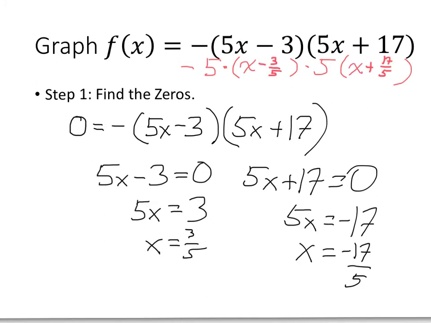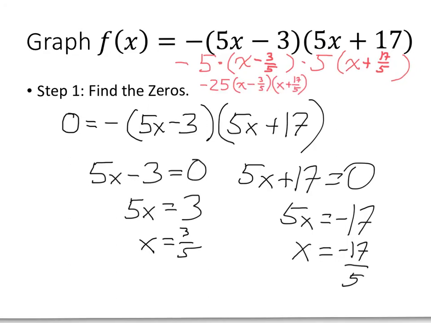After factoring, you should see that in order to distribute the 5 back to get what you originally had in each factor, you would need to have x minus 3/5 in the first factor and x plus 17/5 in the second factor. By rearranging the two 5s, we can really easily see the vertical stretch factor of 25, the reflection over the x-axis, and it's now even more obvious that our zeros are at positive 3/5 and negative 17/5.